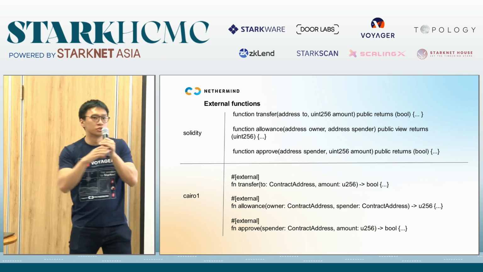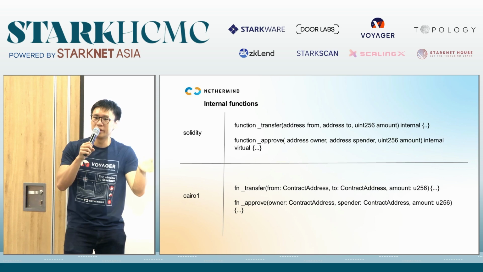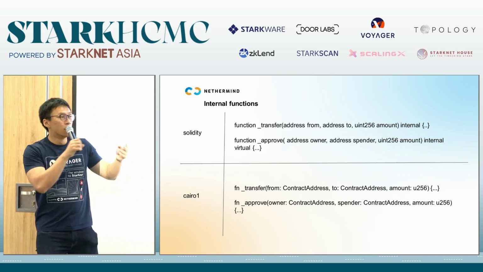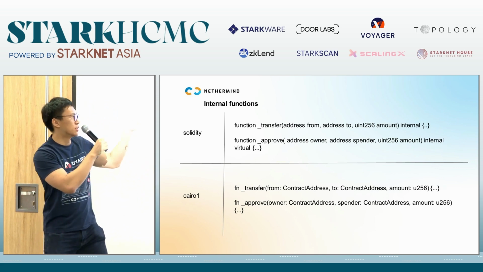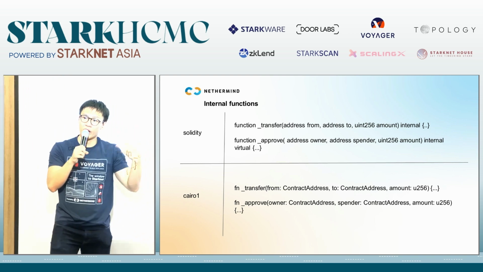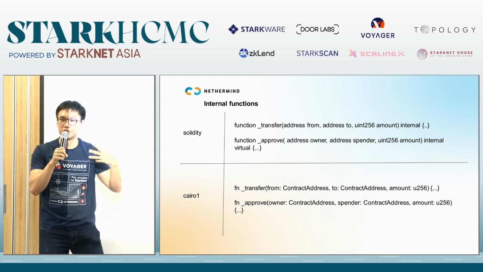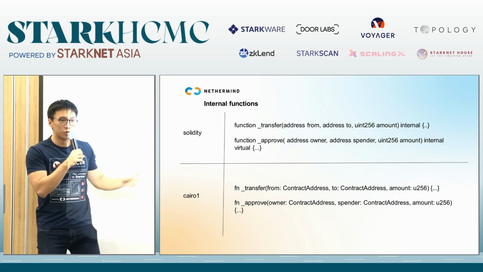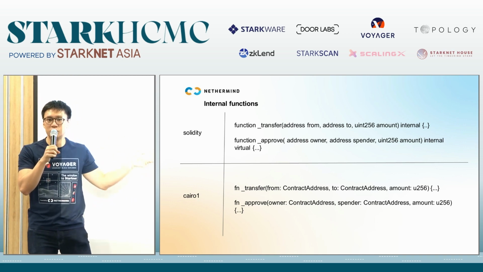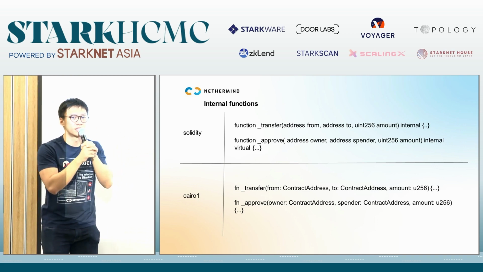And internal functions. These are like private functions. They are not called by the outside world. In Solidity, you mark it as internal or private. These are the two keywords that people generally use. In Cairo, you don't have to write anything. That means it's not being exposed to the outside world. Simple as that.